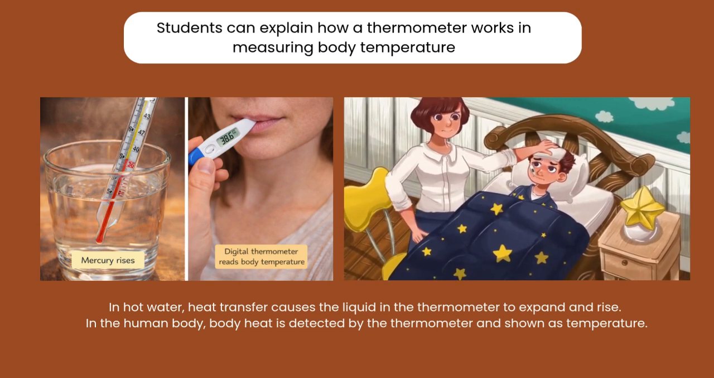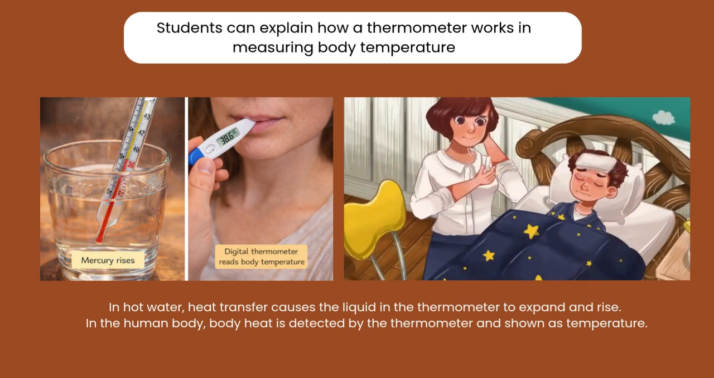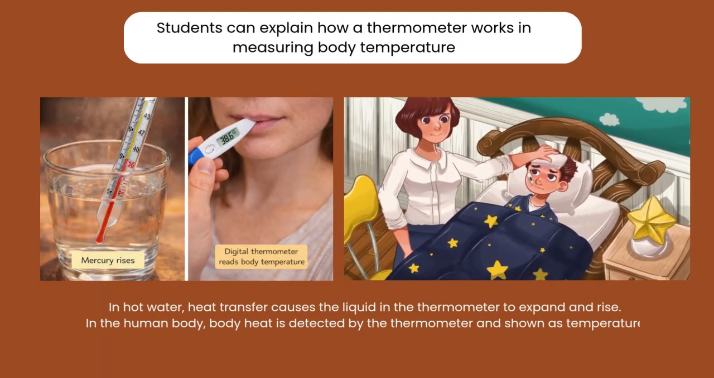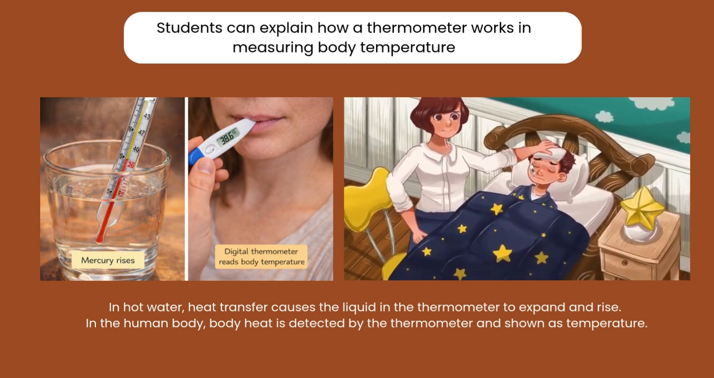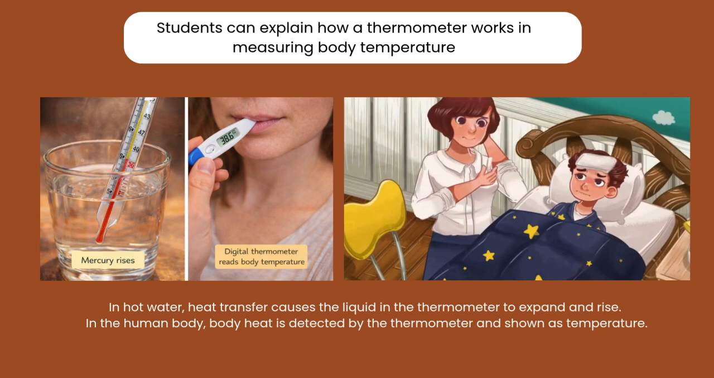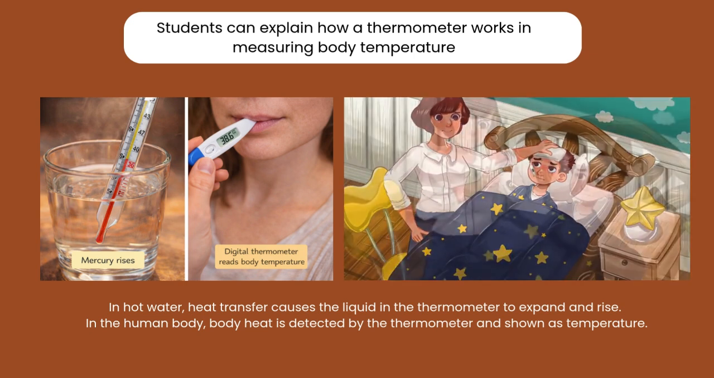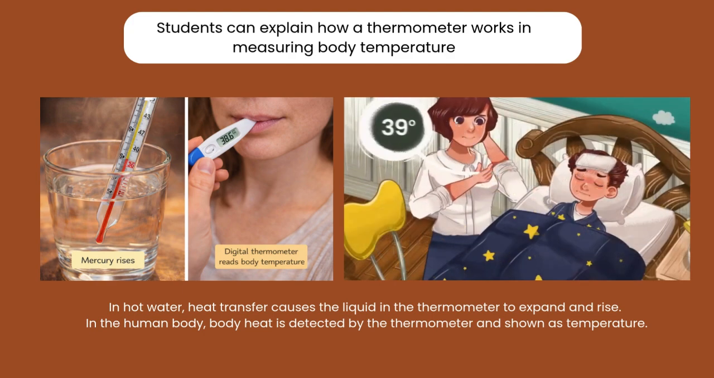Second, students can explain how a thermometer works in measuring body temperature. A thermometer works based on the expansion of liquid due to heat. When it's placed in a hot environment, the liquid inside absorbs heat, expands, and rises. This rise indicates the temperature. The same process happens when we measure body temperature, where the thermometer detects body heat and converts it to a readable value.